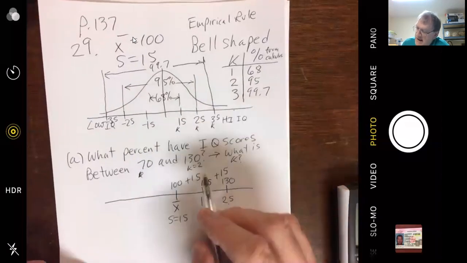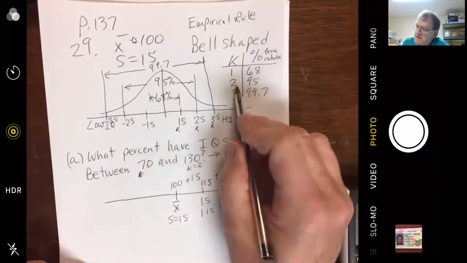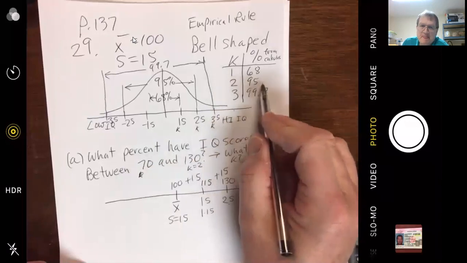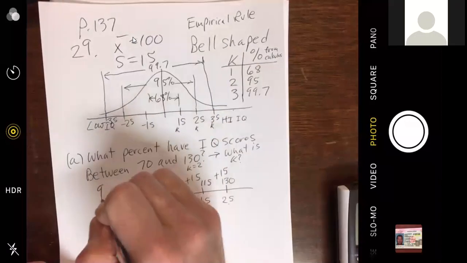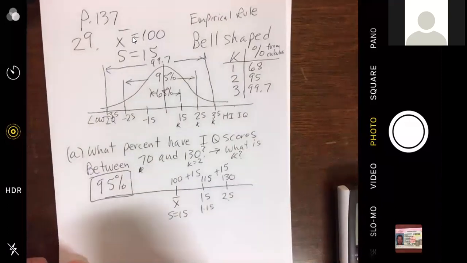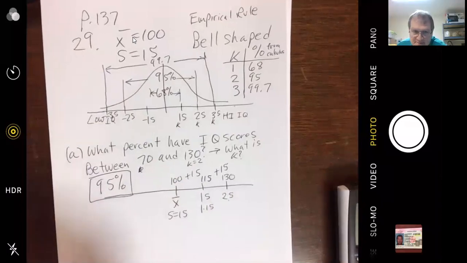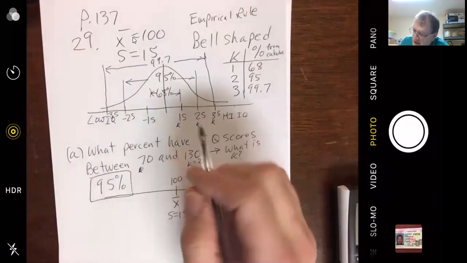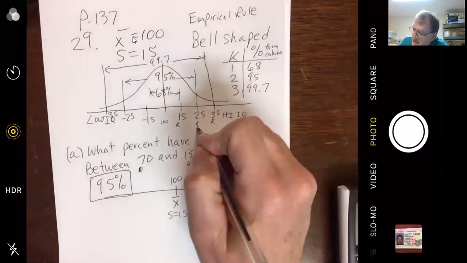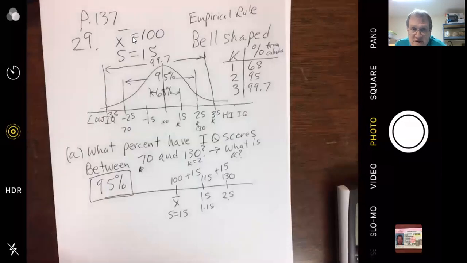So, given that this is a K equal 2 interval, what is the percent? 95%. 95% of the people will have IQ scores between 70 and 130. In effect, on this scale, your 100 is in the center, you're at 130 at 2 standard deviations above, and you're at 70 at 2 standard deviations below.